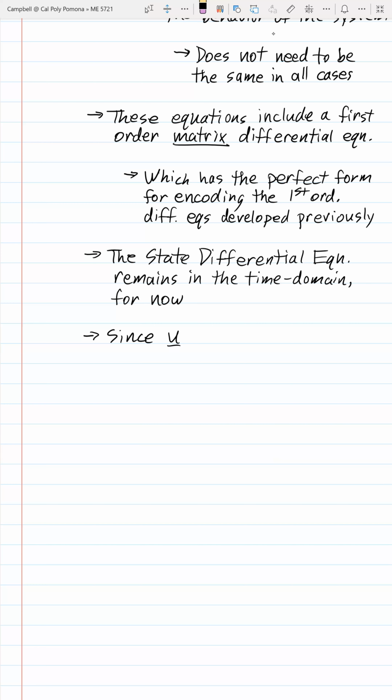Clearly, since U and Y are vectors, specifically the input and output. But here the important thing, of course, as I emphasized before, are vectors rather than just individual scalar quantities. And here I'll even add in my respectively.